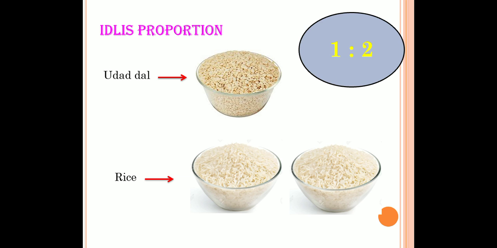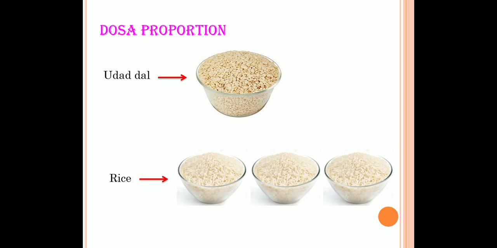Now let us see another example. Now let us see what is dosa's proportion. For dosas the proportion is 1 cup urad dal and 3 cups of rice. Meaning what will be the proportion over here? 1:3. Why? Because urad dal is 1 cup and rice is 3 cups. So that is why it is 1:3.